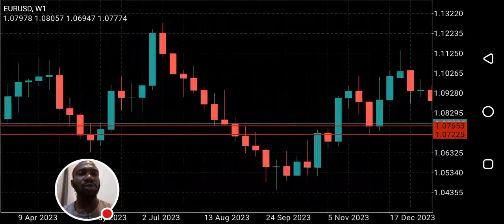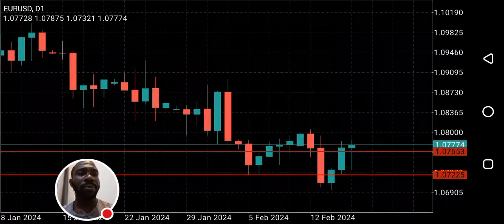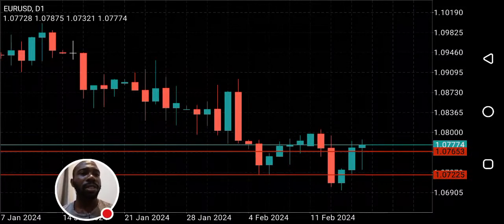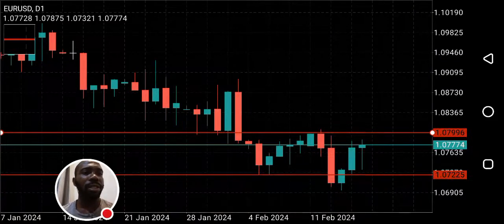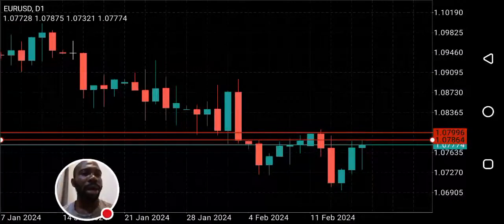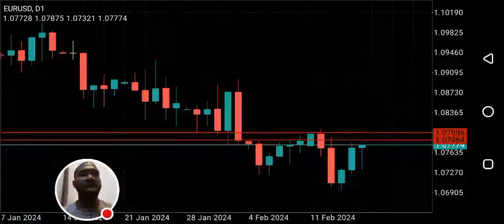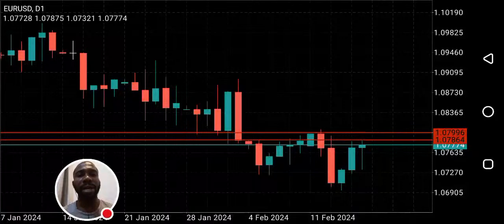So let's switch to the daily time frame. What do we have on the daily? You can see this is a resistance on the daily. Okay, so I would suggest if you want to buy Euro USD, wait for that resistance to be broken. If a 4-hour candle closes above that resistance, then you could consider buying Euro USD.